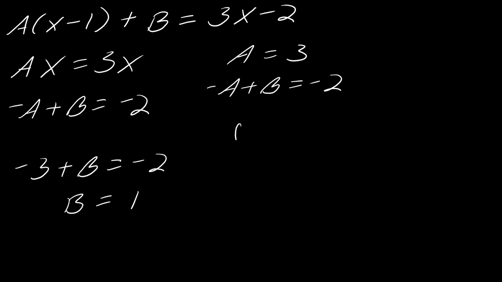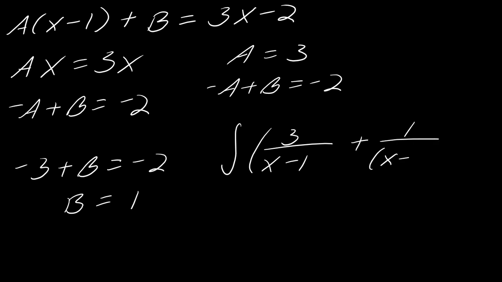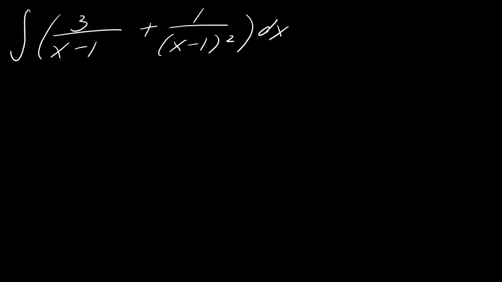And so now my new integral will be 3 over x minus 1 plus 1 over x minus 1 squared dx. Okay, so let's make some space. And now we can go ahead and integrate. So this first one is just going to be 3 natural log of x minus 1.